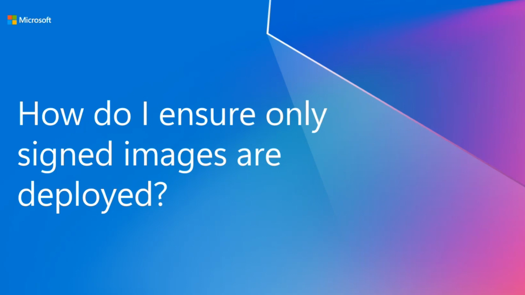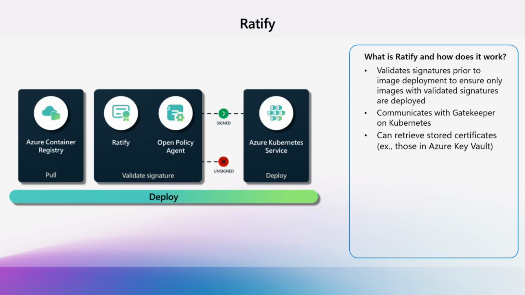All right, so you might be signing your images and validating the signatures of the images that you acquire, but how do you ensure that only signed images are deployed to your AKS clusters? That is, how do you ensure images that were not signed are not on your cluster? We recommend here to use the Ratify tool. Ratify is an open source tool that validates signatures prior to image deployment. That way, it ensures that only images with validated signatures are deployed. How it does this is by communicating with the open source Gatekeeper tool on Kubernetes and by retrieving stored certificates in places like Azure Key Vault.